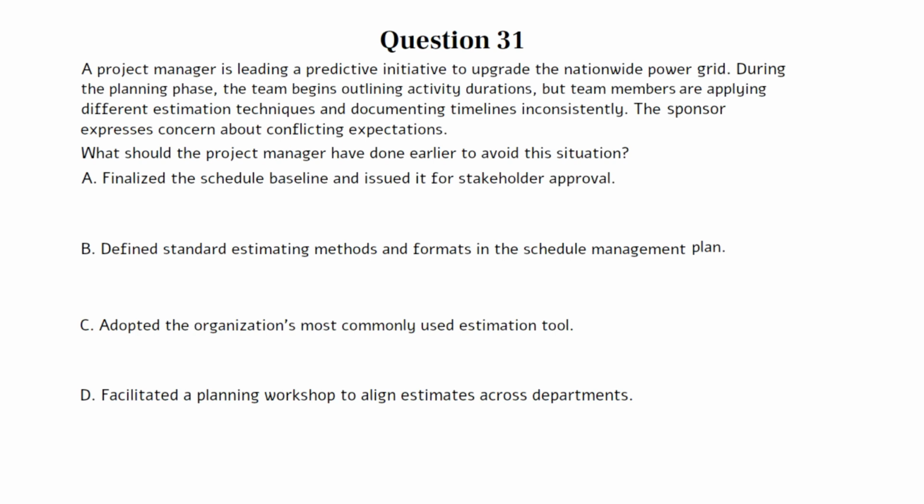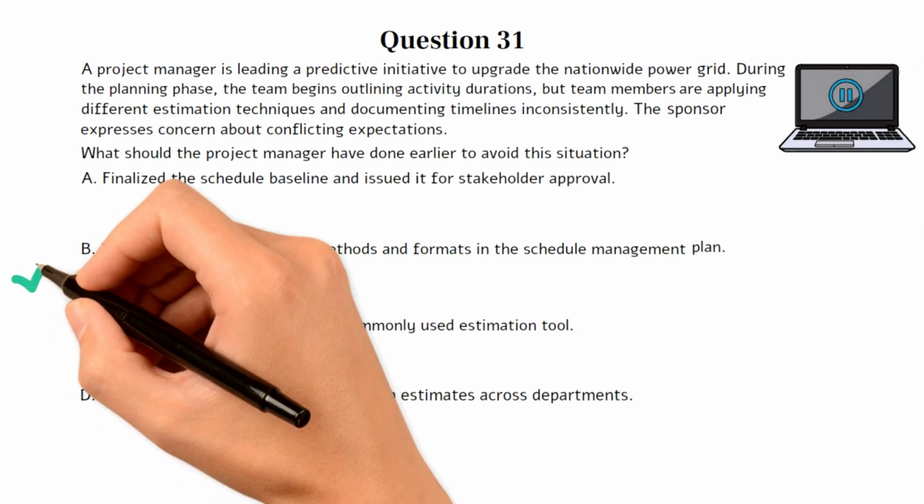A. Finalized a schedule baseline and issued it for stakeholder approval. B. Defined standard estimating methods and formats in the schedule management plan. C. Adopt the organization's most commonly used estimation tool. D. Facilitated a planning workshop to align estimates across departments. You can pause the video here if you need more time to work on the question. The correct answer is B.